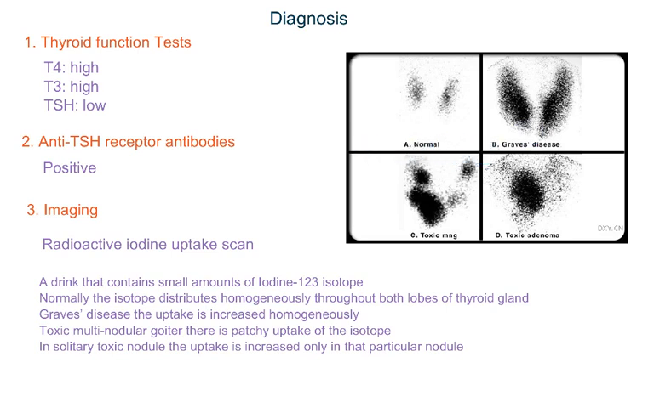In toxic multinodular goiter, there is patchy uptake. You can see 1, 2, 3. These are all different nodules. And in toxic adenoma, the uptake is increased only in that particular nodule, and the area around is lighter than that.